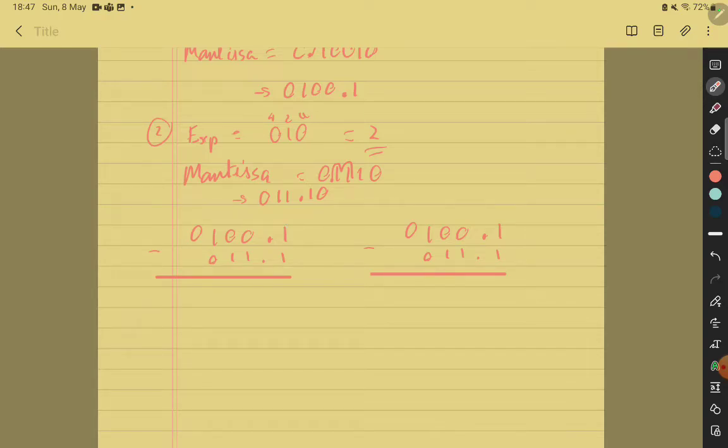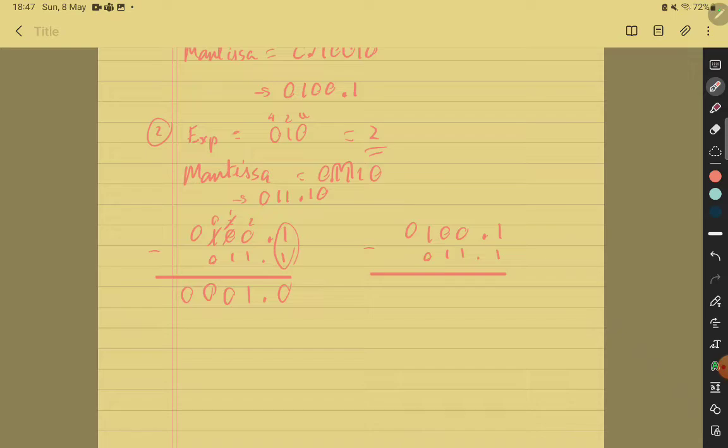So 1 minus 1, that's equal to 0. 0 minus 1, well, that's not possible, so we have to carry over a 2. For this, we have to carry over another 2. So that becomes 0, that becomes 2, and because we had to carry over a 2, it becomes 1. So 2 minus 1, that's 1. 1 minus 1, that's 0. 0 minus 0 is 0. And yeah, the rest is just easy.